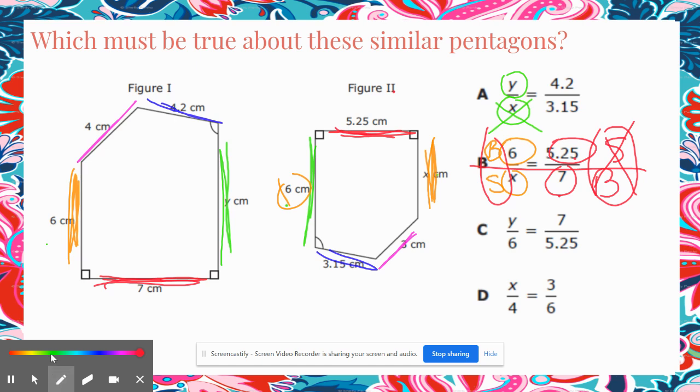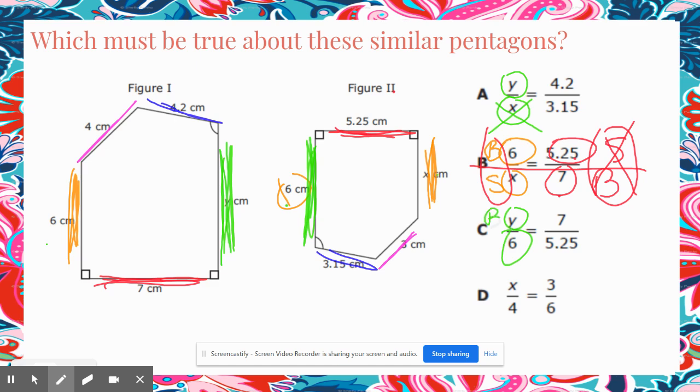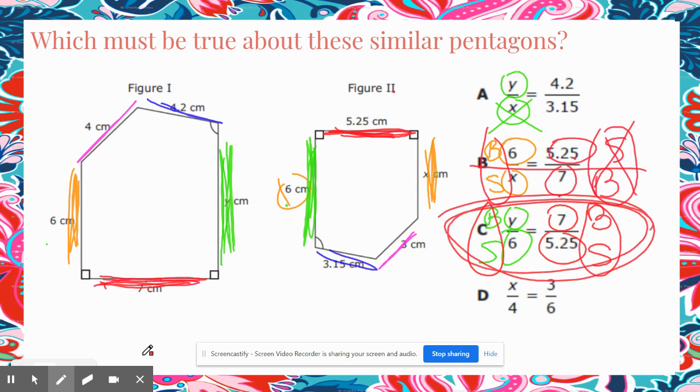And then we're going to try Y. Y is green and 6 is green, so there we're good. We went from the Y, which is on the bigger figure, to the 6 on the smaller figure. Now we're going to look at the next ratio, which is 7. 7 is at the bottom here. 7 is red, and 5.25 is also red. Is that the bigger figure first and the smaller figure second? So my ratios are also the same. My answer is going to be C.